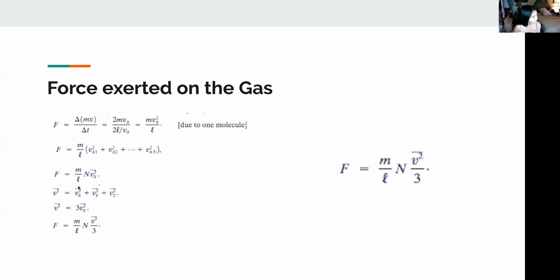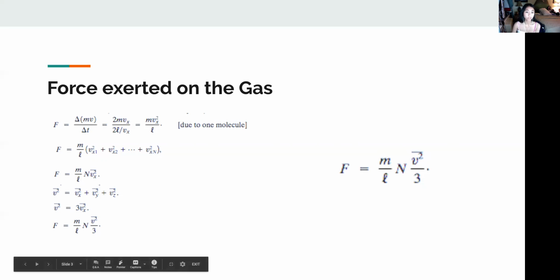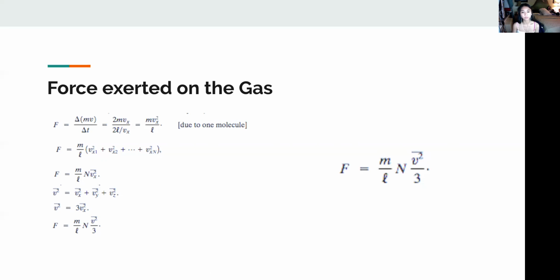Now for the sixth equation, we substitute it into the third equation, and we get force is equal to mass of one molecule over the length of the container times the number of molecules times the average velocity squared over 3. Now this is not in your reference table, and I'm not sure if this is used in the AP test, but just know it to be safe.